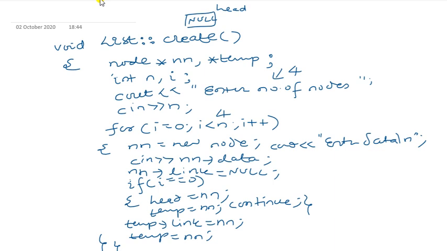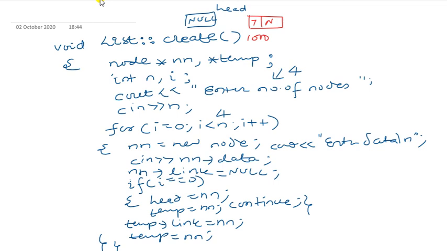You will be creating a new node. Okay, a new node is created over here. Let's say its address is 1000 and you have updated some data, say 7, and link you have made it null because you have created this nn null. Okay, i equals to 0 true because it's the first iteration. So nn will be stored in head.